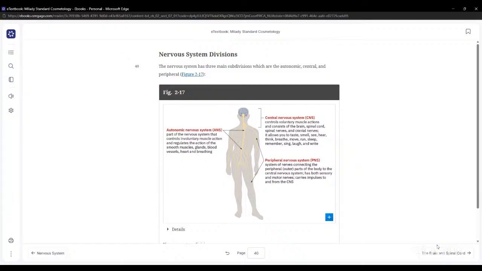Then you have the central nervous system, CNS. Okay, breathing, moving, laughter, continual senses, how we laugh, how we write, how we observe, how we remember. This is our learning capacity, okay? Controls voluntary muscles, actions, and consists of the brain, spinal cord, and spinal nerves.